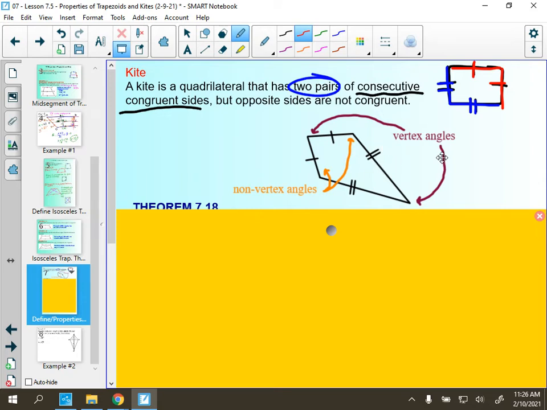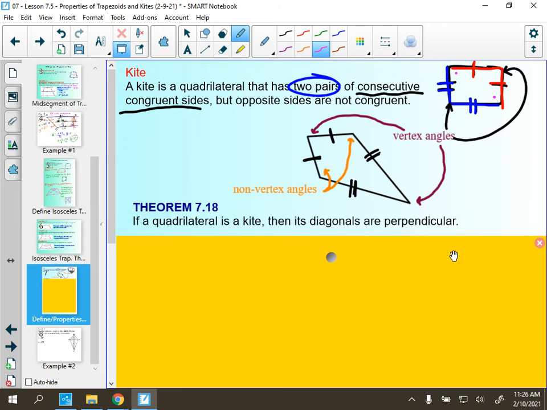So if you're working off a picture like this up here, where the congruent sides come together, those are your vertex angles. So here and here would be your vertex angles, where the congruent sides intersect. And then, not overly creative, I guess, but the non-vertex angles would be here and here, where your different side lengths come together. Okay. And the reason we need to define that is it comes up later in some of our properties here.